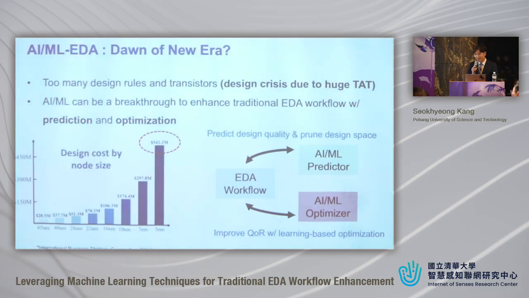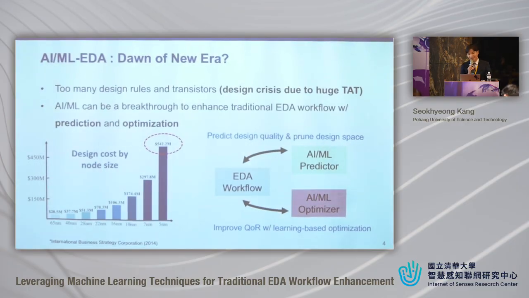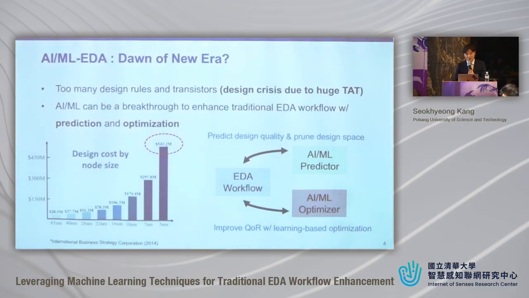Nowadays, we spend more than $500 million to design a chip. As you know, this design crisis is due to the huge increase of TAT, turnaround time, which comes from too many design rules and transistors. With this background, AI and ML can be a breakthrough to enhance the efficiency of traditional EDA workflows, especially in two ways. AI/ML can predict design quality.